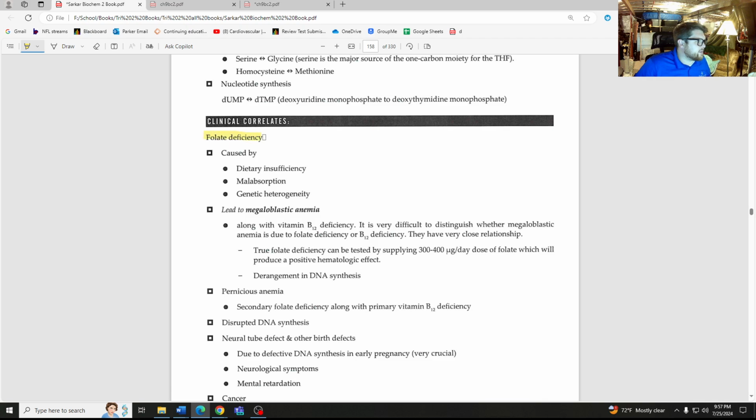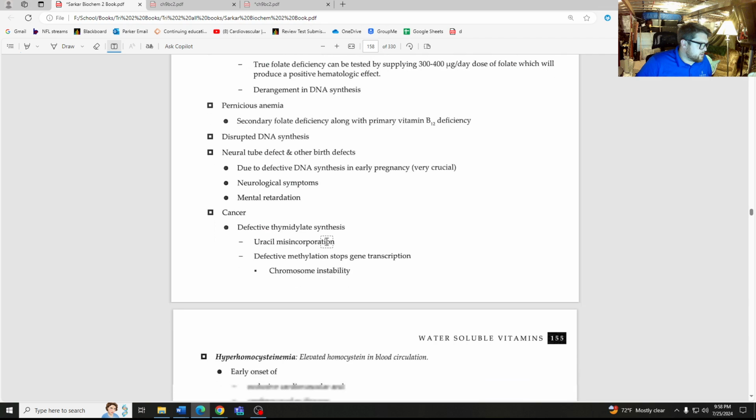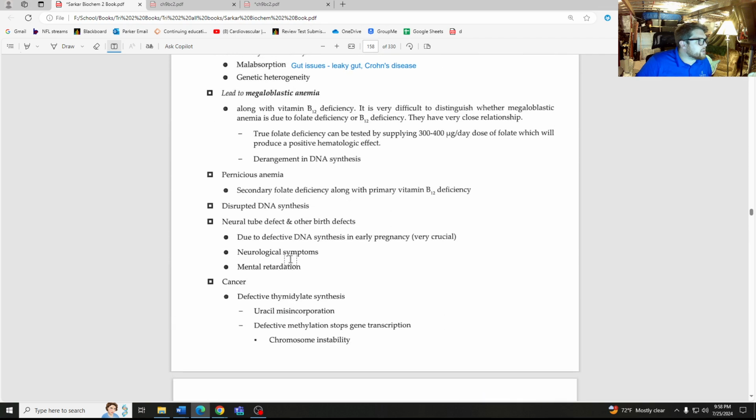Big thing with folate deficiency, either due to dietary insufficiency or malabsorption type issues. Think gut issues, leaky gut can be a big one. Crohn's disease, stuff like that, as well as some genetic issues. Here, right there: neural tube defects and other birth defects.